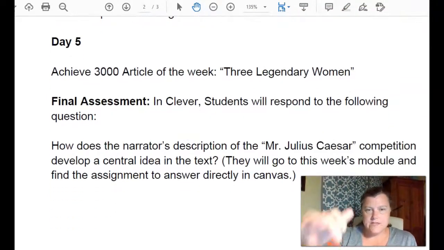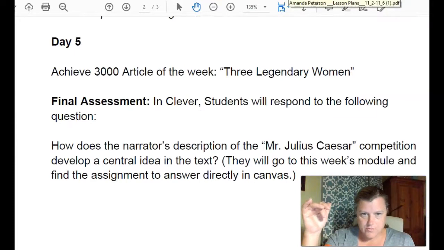And your final assessment, I will put on Clever. You'll be responding to the question, how does the narrator's description of the Mr. Julius Caesar competition develop a central idea in the text?